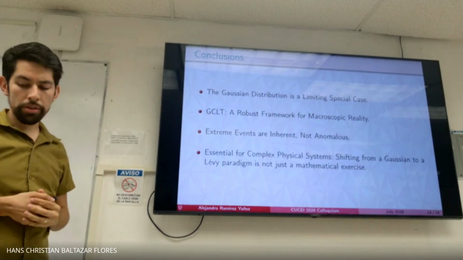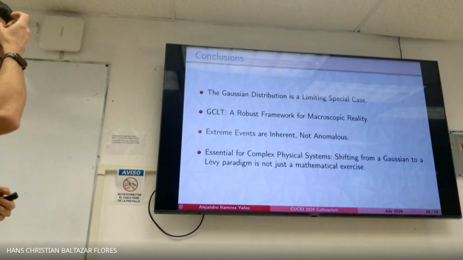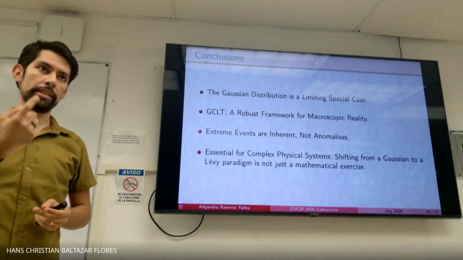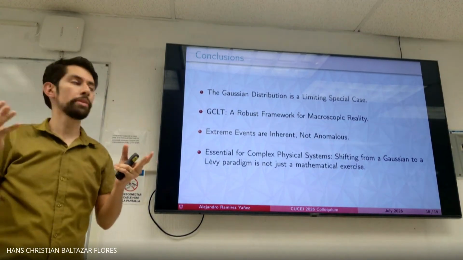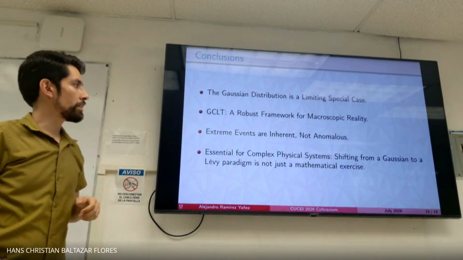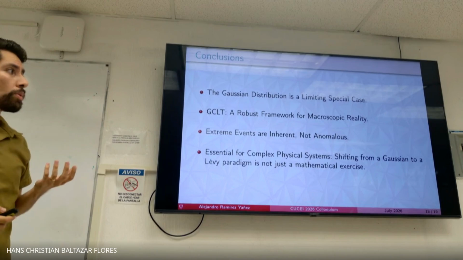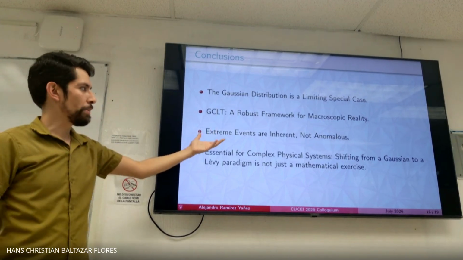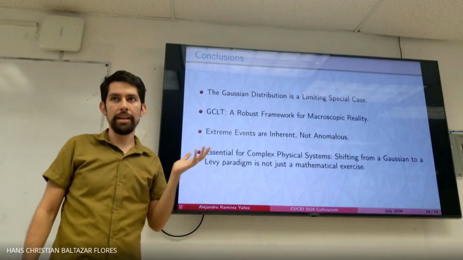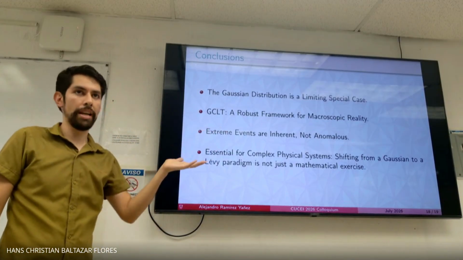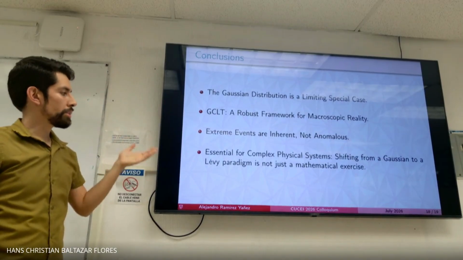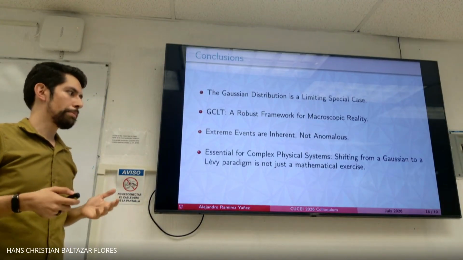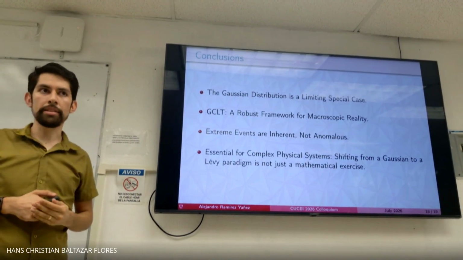Okay. So the conclusions I would like you to take home are that the Gaussian distribution is just a limiting special case of the stable distribution. I mean, it's a specific case of the whole family of distributions. Then the generalized central limit theorem is the most robust framework for macroscopic reality, in my opinion. And as I told you, extreme events are inherent, not anomalous. So we should take into account the outliers. And these stable distributions are essential for complex physical systems. Shifting from a Gaussian to a Levy paradigm is not just a mathematical exercise.